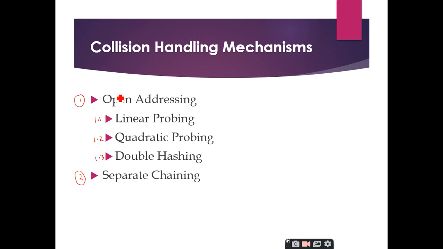So one more important point regarding open addressing and separate chaining is we call open addressing closed hashing. Don't get confused. Open addressing is also called closed hashing, and separate chaining is also called open hashing. So if somebody asks you what closed hashing means, remember that closed hashing is nothing but the open addressing mechanism. Similarly, open hashing is nothing but the separate chaining mechanism.